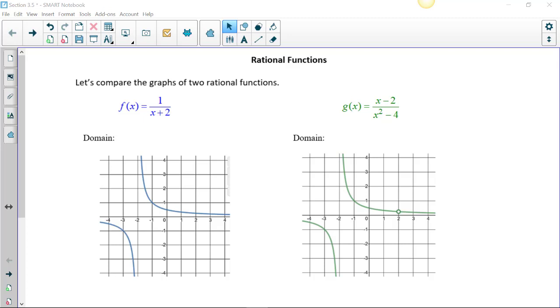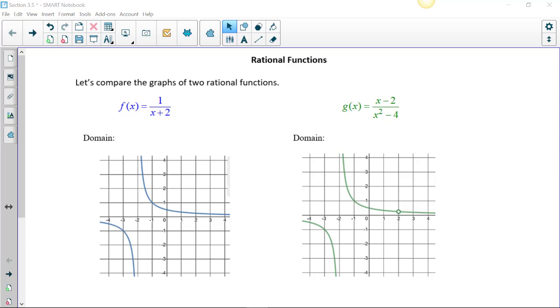I know you've had some exposure to rational functions, but we want to look at something that you may not have seen before. So let's look at the graph of these two rational functions, f and g. When I first look at them, I think, wow, they're the same. But then I notice there's one slight difference on the graph of g.